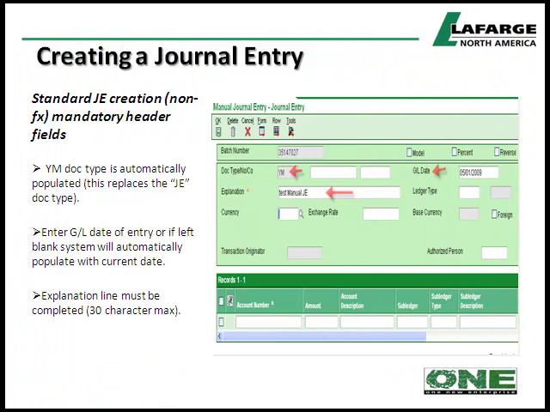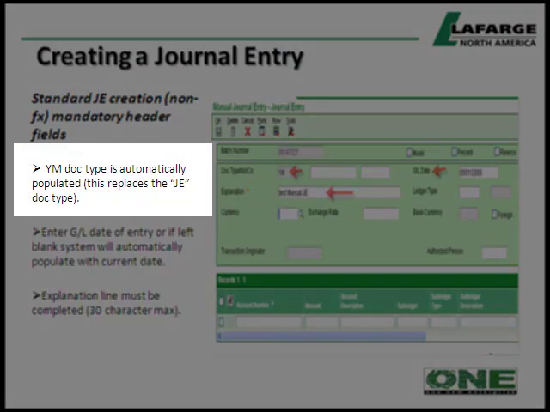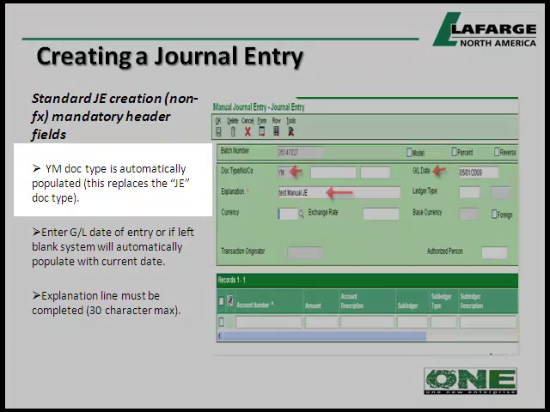There are 3 mandatory fields in the header section when creating a standard journal entry. The first is the doc type. YM doc type is automatically populated. This replaces the JE doc type.